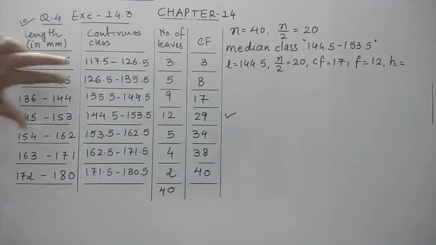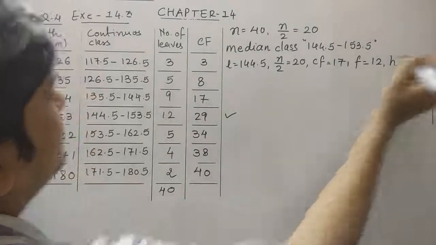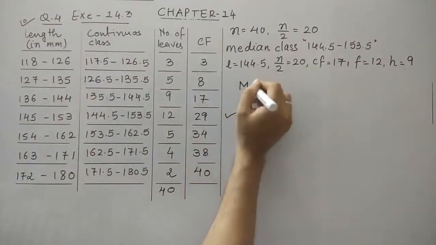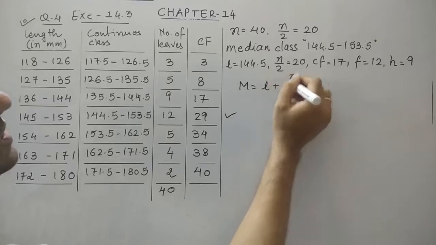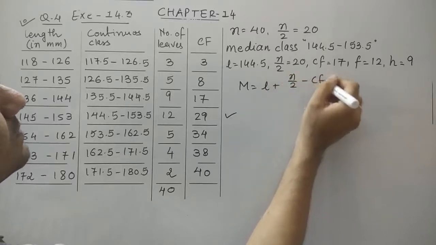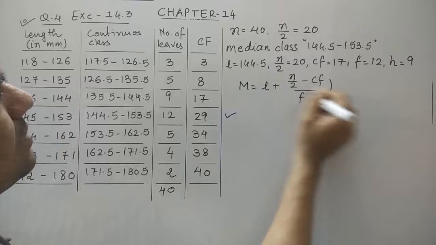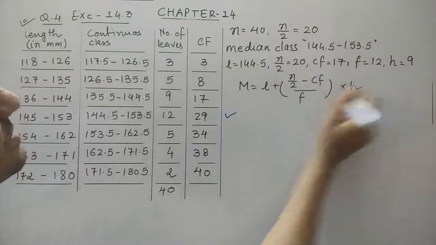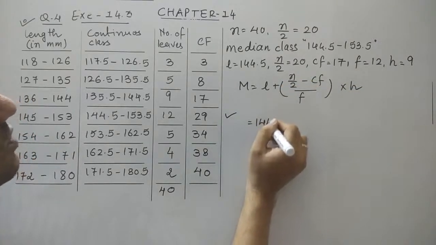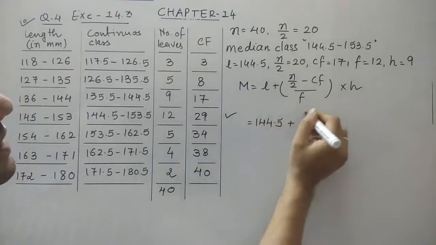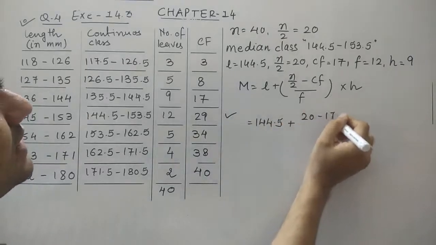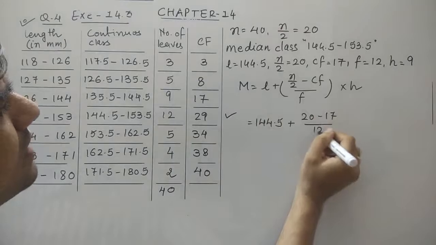And the height h: it must be the same for all classes. You can see it is a gap of 9. When we subtract, we get the gap equal to 9. So let us write the formula and substitute all the values into the formula, into h. The value of L is 144.5, plus 20 minus 17 upon f into h.